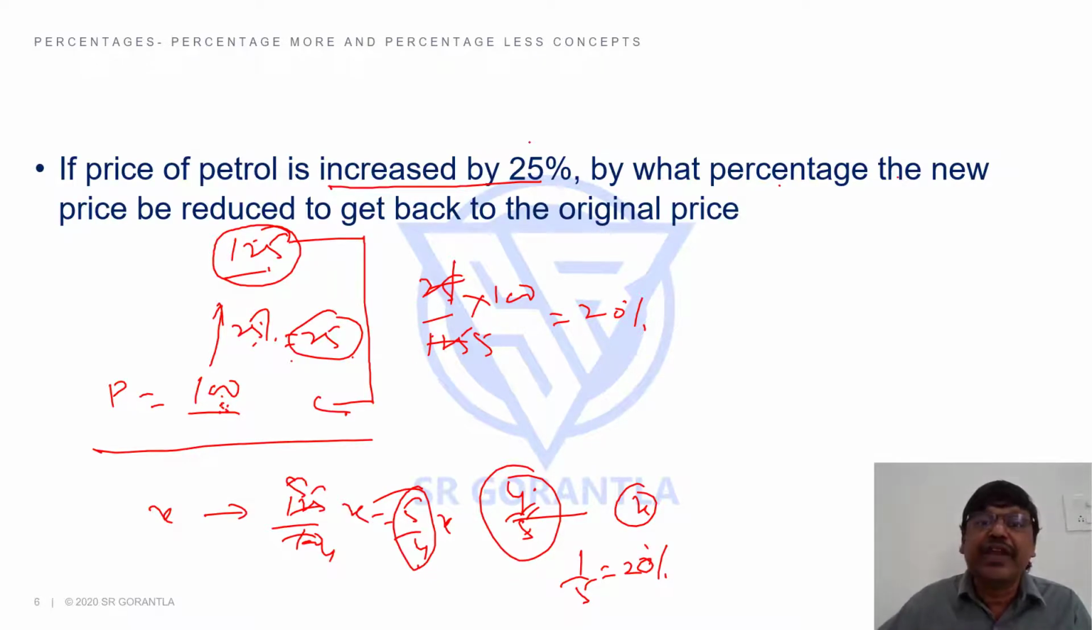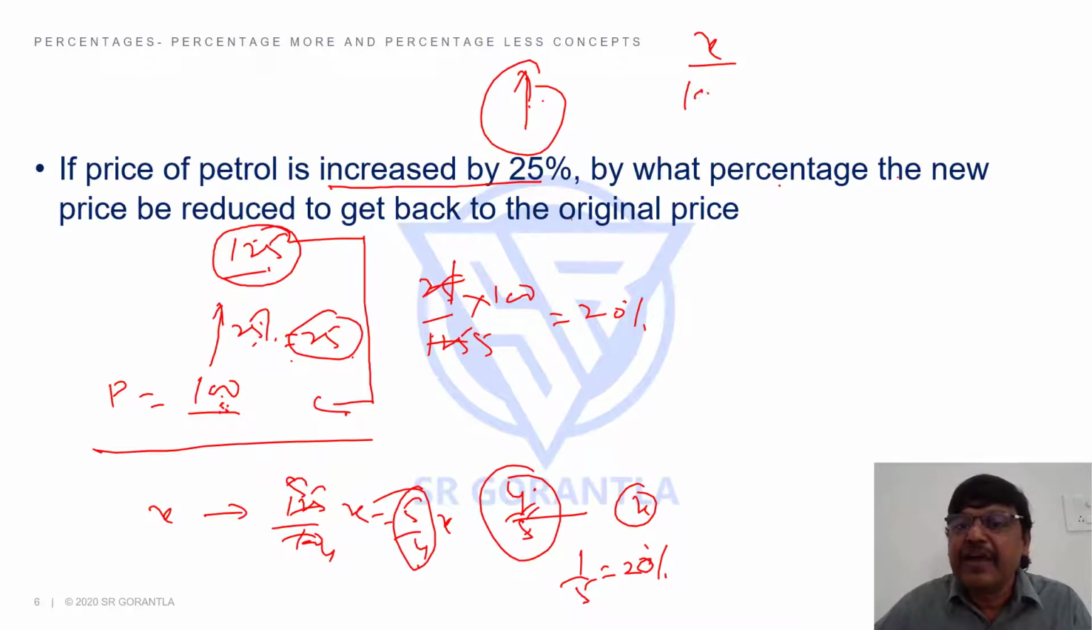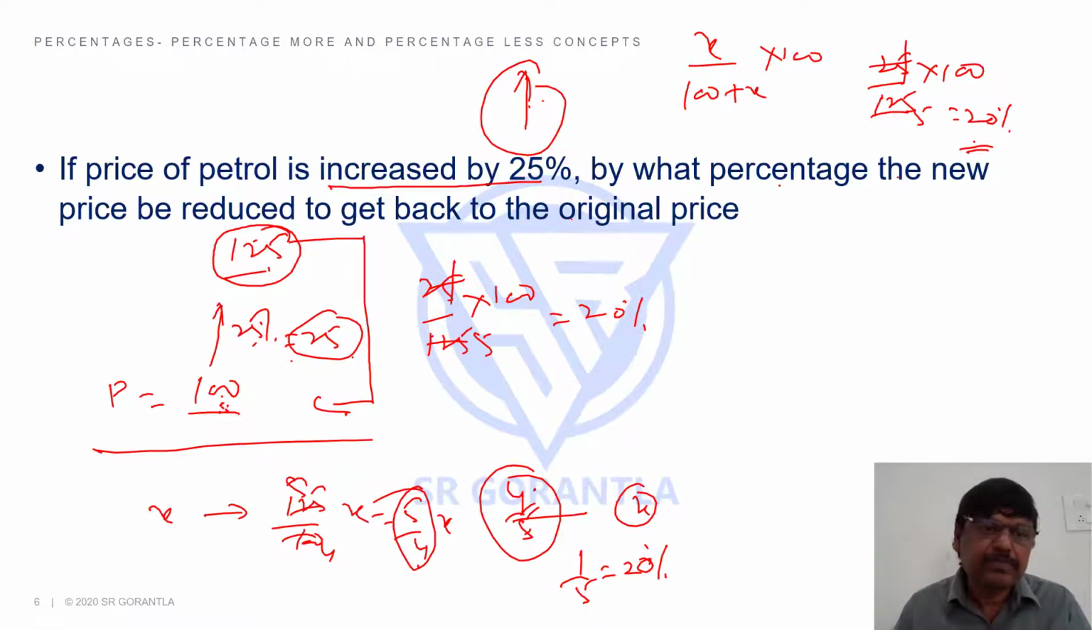Or formula. First you are increasing by 25%. So it is x% more. So how much less formula? Because you are increasing first, more, I will use x by 100 plus x%. Increased by 25 by 100 plus 25, 125 into 100, as I said, 1 by 5, 20%. This is the second way of asking the same concept of percentage more and percentage less.